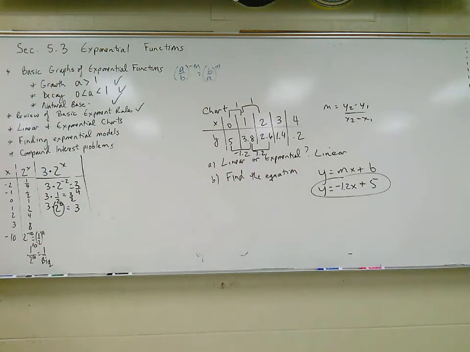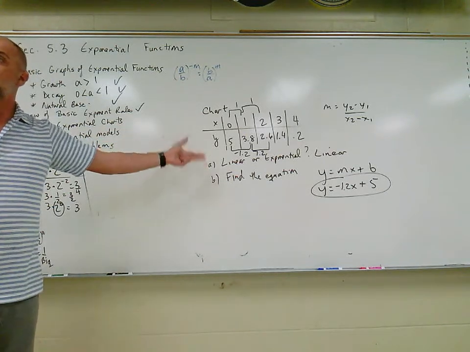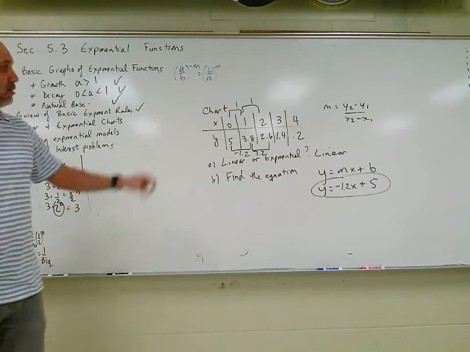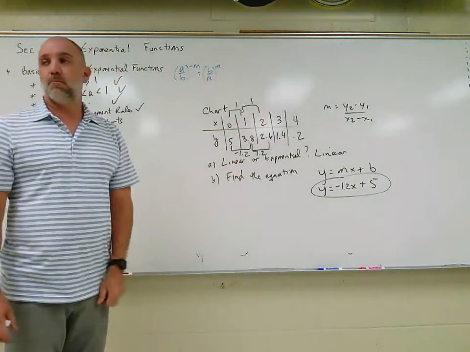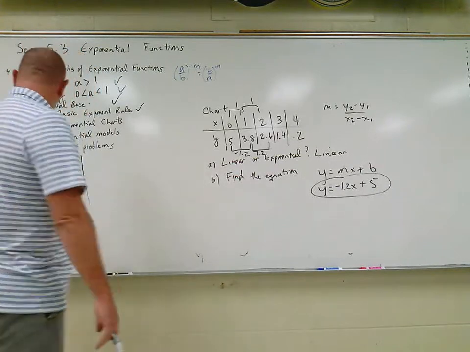Everybody follow how we do that? So that should be new or review? Review. So I'm looking for two things. Do I keep multiplying by the same number, or do I keep adding the same number? Technically, I'm adding negative 1.2. If I'm adding the same number every time, then it's linear. If I'm multiplying the same number, then it's exponential.